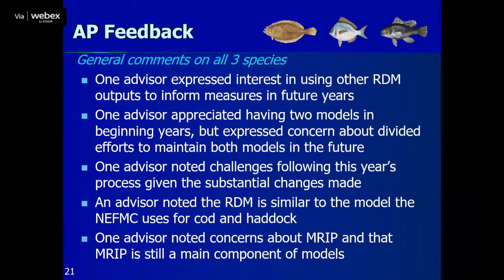Another advisor noted challenges following the process this year, given some of the substantial changes made. Another advisor noted the RDM is similar to the model used in the New England Fishery Management Council to set recreational cod and haddock measures, which appears to be working well for those fisheries. And then another advisor expressed concern related to the validity of MRIP data and frustration that MRIP information is still the main component of these two models. And he recommended electronic reporting for all private recreational anglers to improve recreational data overall.